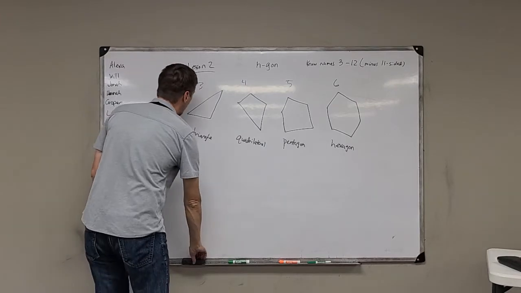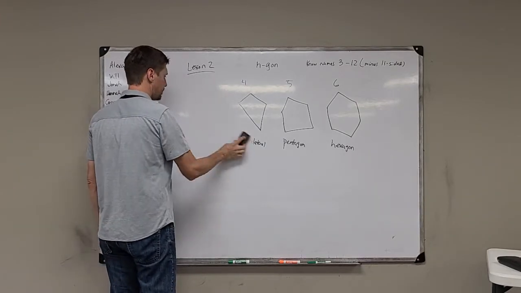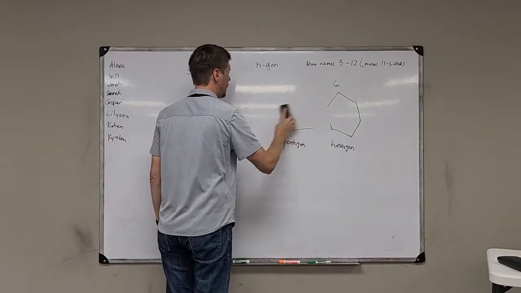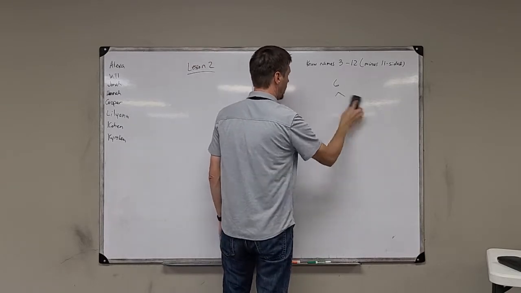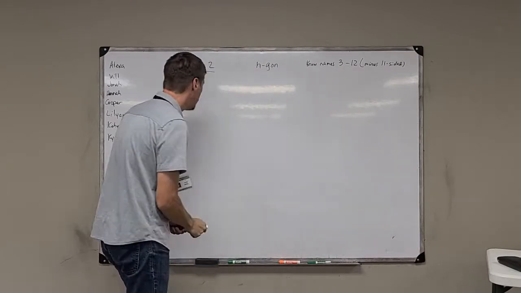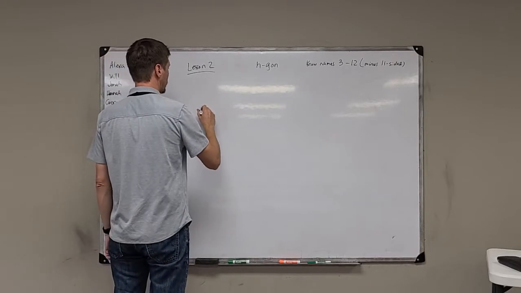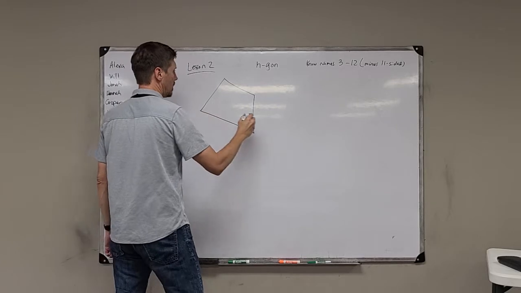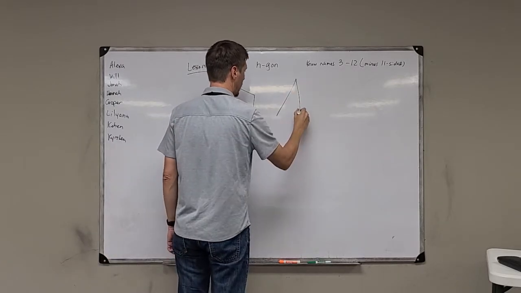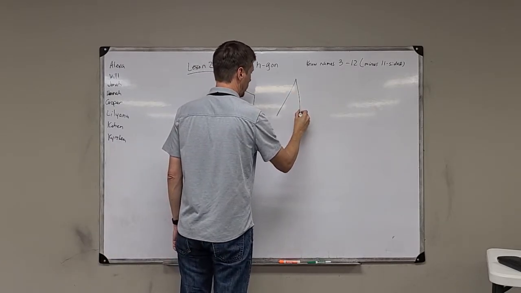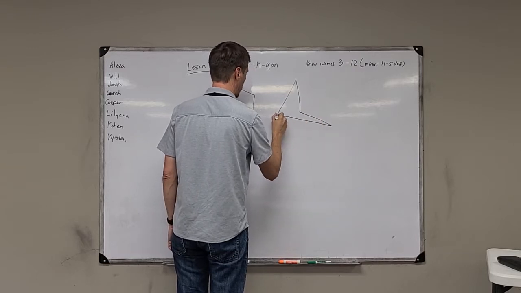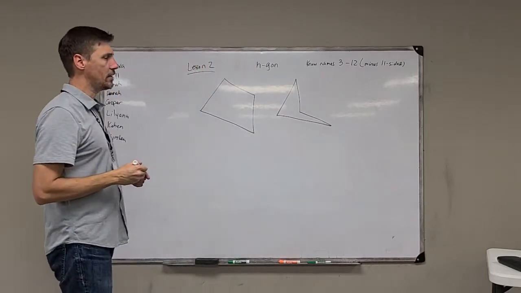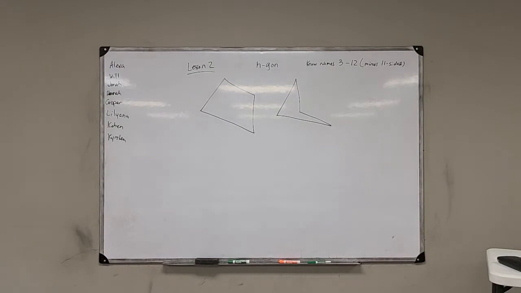Another way that we can describe polygons is we can use the terms concave and convex, all right? So we might have one that looks like this, and we might have one that looks like this. Which one of those is concave and which one of those is convex? Somebody whose name is not on the board, want to take a stab at that? Madeline?